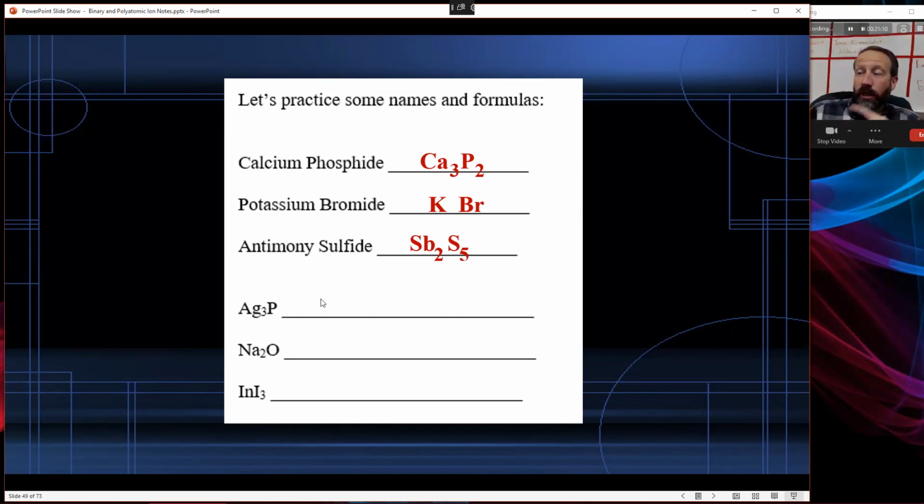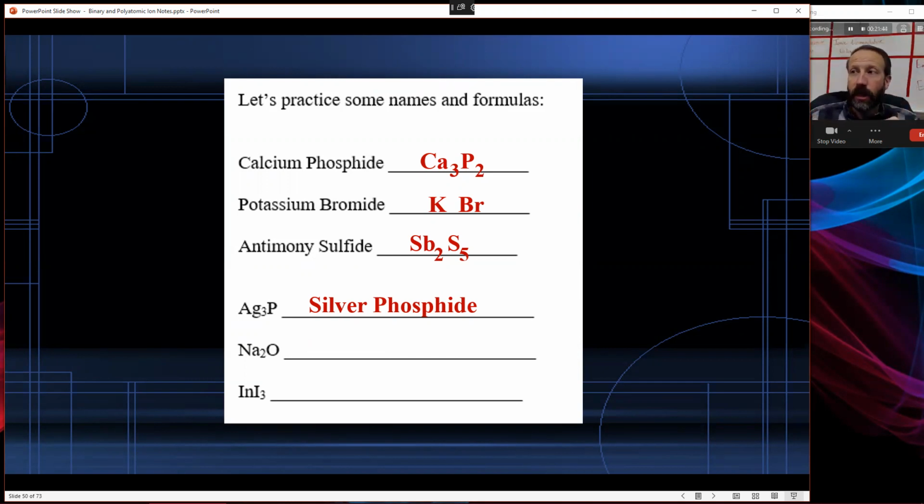We're going to do formulas to names. And as I said earlier, names are super easy. We go with, hey, what's Ag? Yeah, it's silver. What's P? Phosphorus, which according to our chart is phosphide. There we go. Easy. Okay, so I want you to pause and do the next. Oh, no, too fast. Sorry. Pause and do the next one and the next one and see what you can do. And then unpause and we'll see how you did. So pause now. Pause now.